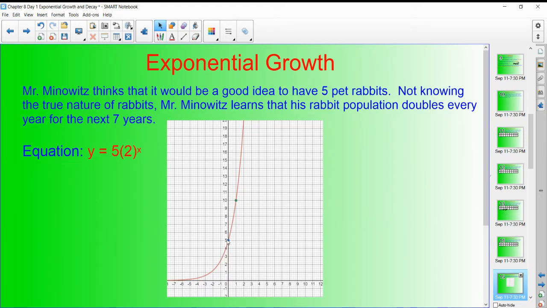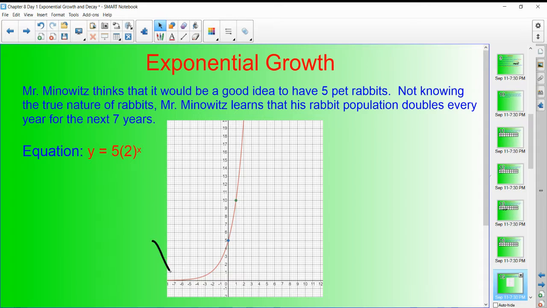So the graph looks like this. At year 0, I have 5 rabbits. At year 1, I have 10 rabbits. At year 2, I have 20 rabbits. This is the graph of an exponential function. I'd strongly recommend pausing the video, drawing this graph in your notebook. Make sure you have these 2 good points.